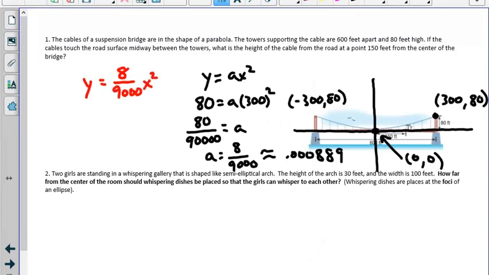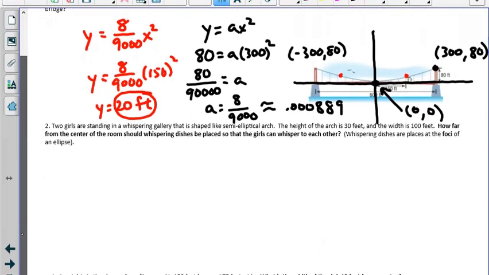Now, in order to find the height of the cable from a point on the road 150 feet from the center of the bridge, you would put 150 in the place of x. And that means it is 20 feet. Now, could you have substituted in negative 150? Absolutely, because parabolas are symmetric. So 20 feet is the answer for the first one.